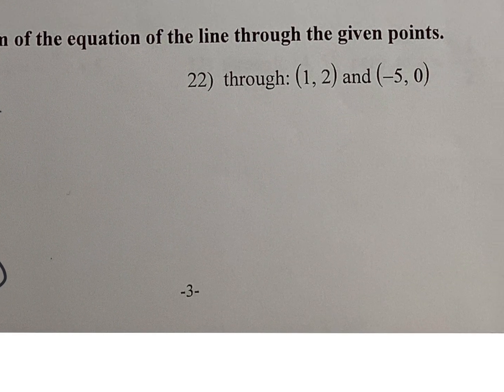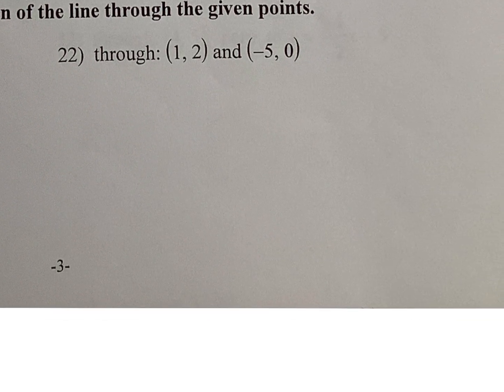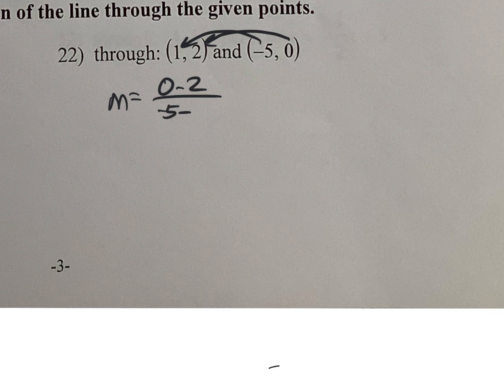Number 22, same thing. Find the slope first. Doesn't matter which way you go, but we'll keep it consistent. We'll go the same way we did before. y sub 2 minus y sub 1, 0 minus 2, and x sub 2 minus x sub 1, so negative 5 minus 1. And then reduce if you can. Negative over negative is positive. 2 over 6 is 1/3. So y equals 1/3 x plus b.